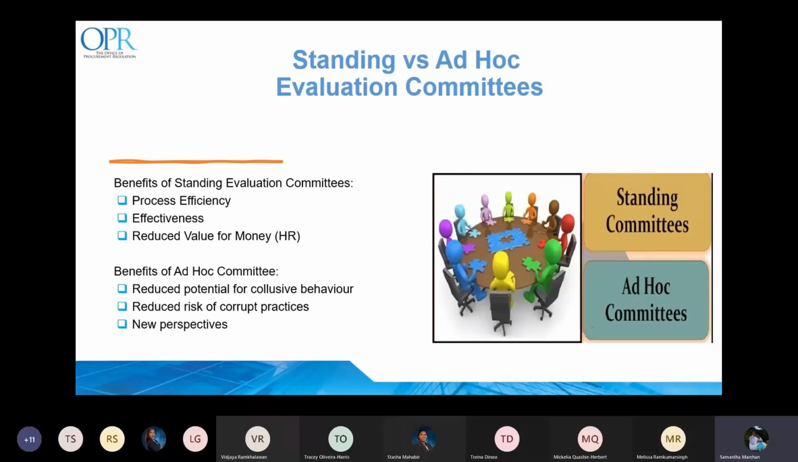To mitigate some of the potential risk of unethical practices, members of the evaluation committee are required to sign conflict of interest and confidentiality agreements to ensure that there are no conflicts of interest and the proposals are kept confidential.